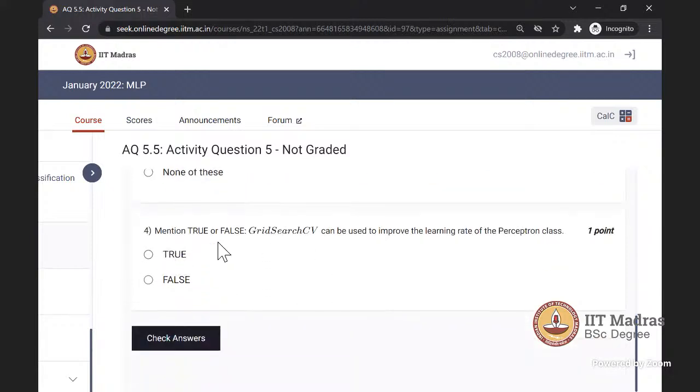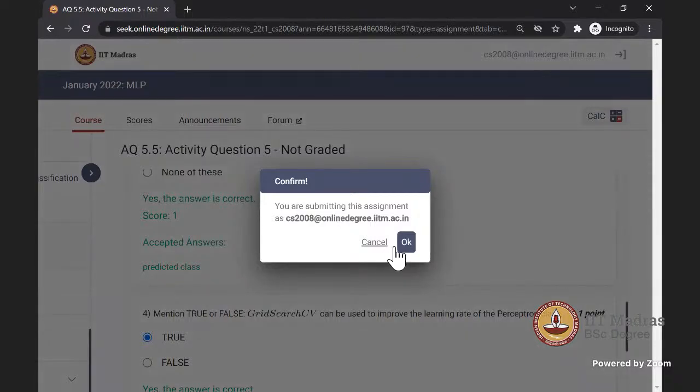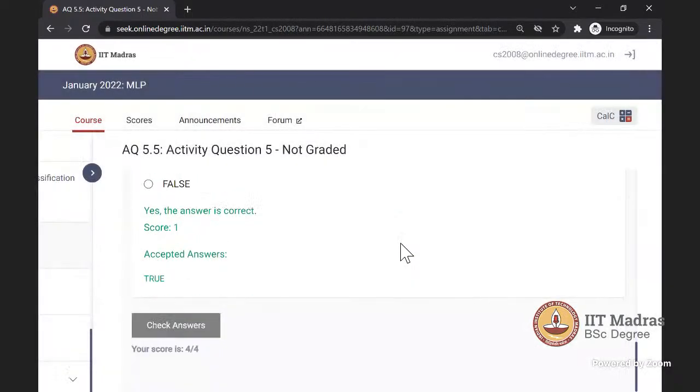Question number 4. Mention true or false. Grid search CV can be used to improve the learning rate of the perceptron model. True or false? Yeah, we can do multiple folds, right? Then it will be true. Yeah, I also think it should be true. Let's see. Okay, all our answers are correct.